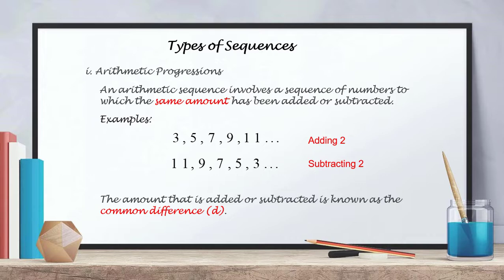The amount that is added or subtracted is known as the common difference, and the symbol for the common difference is D. Please remember this. The common difference is symbolized by D, and it is the same amount that is added or subtracted to an arithmetic progression.